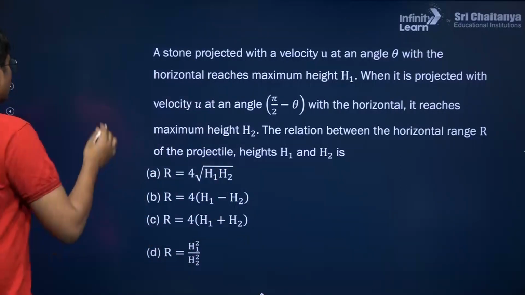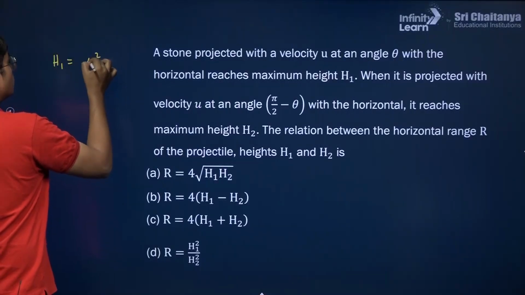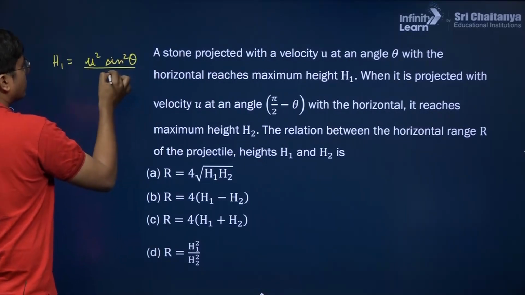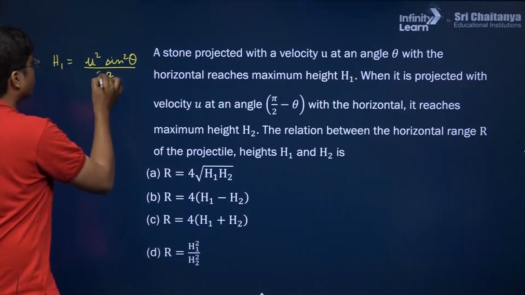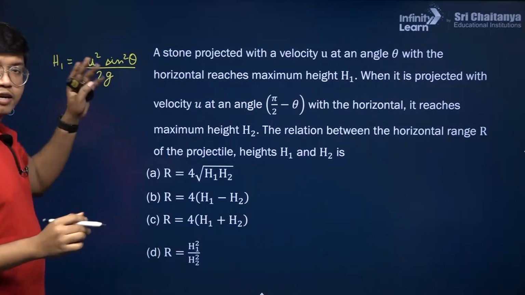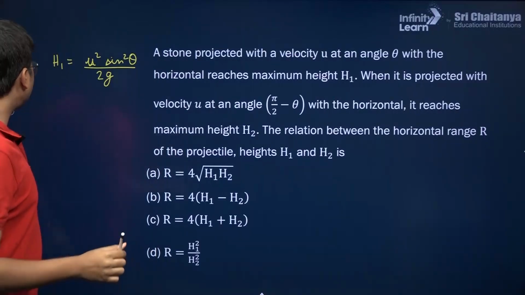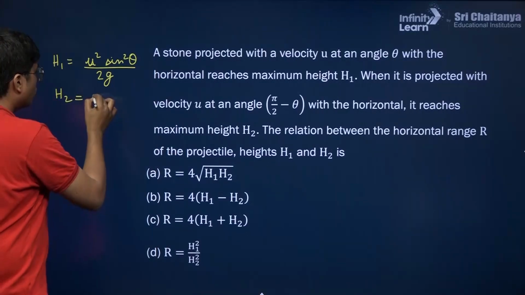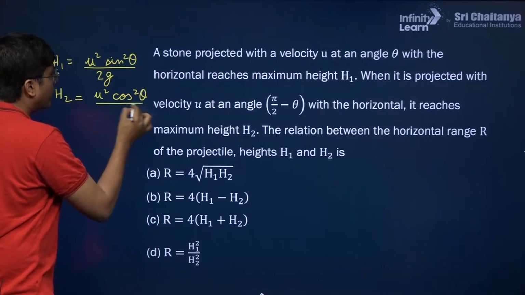So let's write it out. h1 is equal to u square sine square theta divided by 2g, my bad. It's u square sine square theta divided by 2g. And next up you have h2, and h2 would be equal to u square cos square theta divided by 2g.